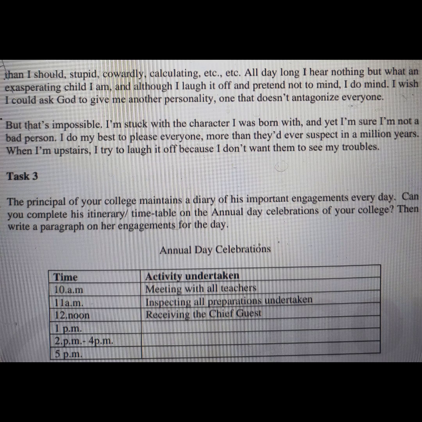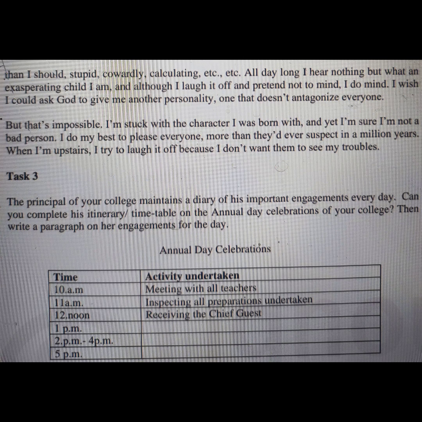Task 3. The principal of your college maintains a diary of his important engagements every day. Can you complete his itinerary, timetable on the annual day celebrations of your college? Then write a paragraph on her engagements for the day.